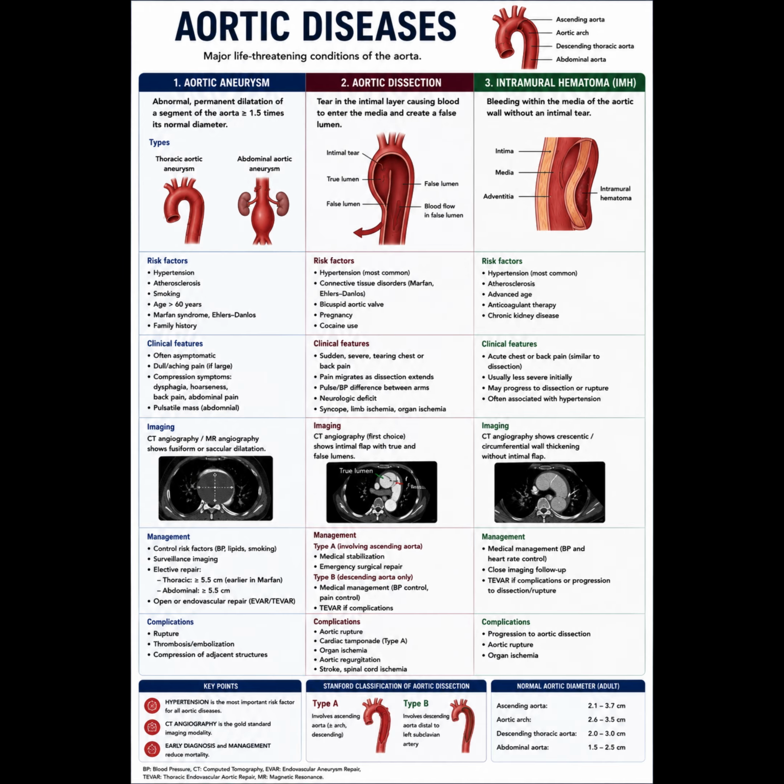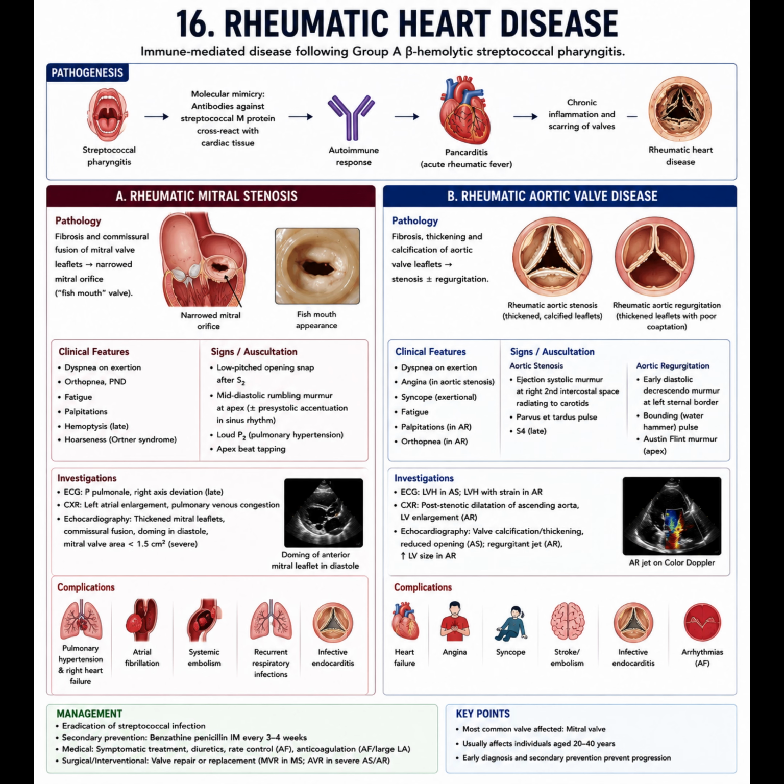Next are aortic diseases, in that first is aortic aneurysm, because of abnormal or permanent dilatation of a segment of aorta more than 1.5 times the normal. Second is aortic dissection, in that tear in the intimal layer causing blood to enter the media and create a false lumen. Third is intramural hematoma, bleeding within the media of the aortic wall without tear.